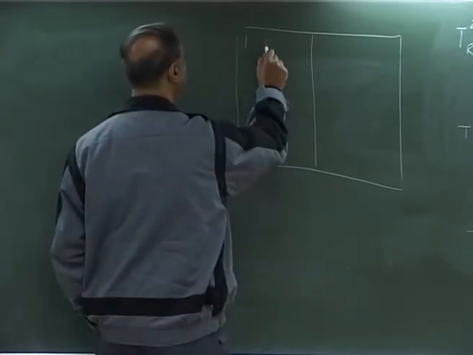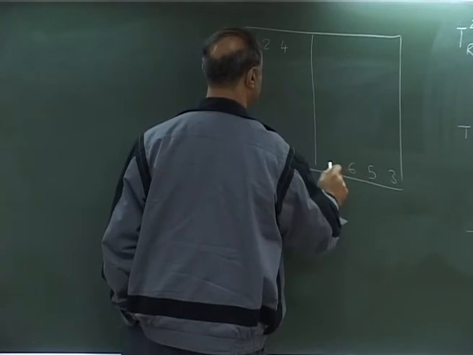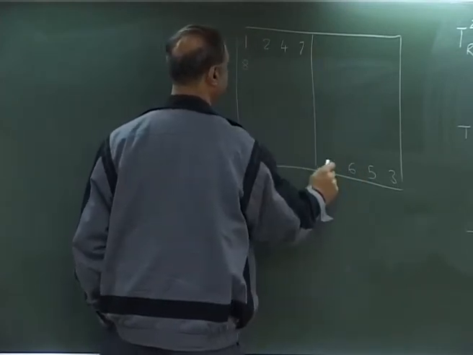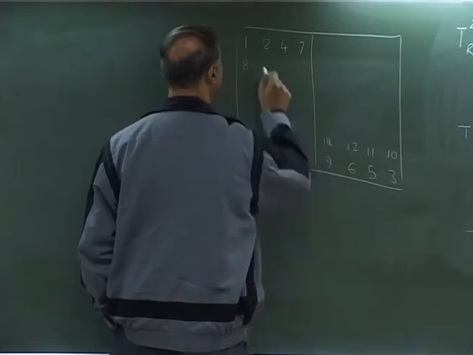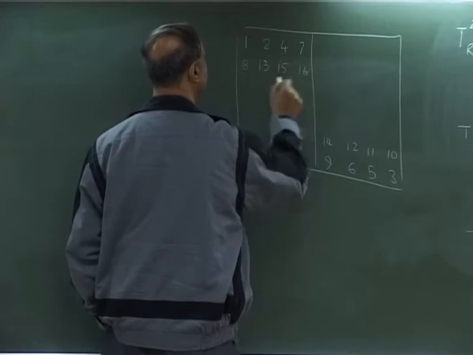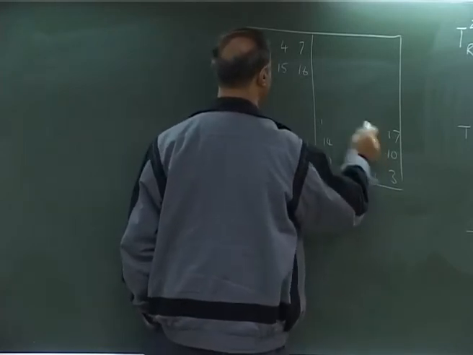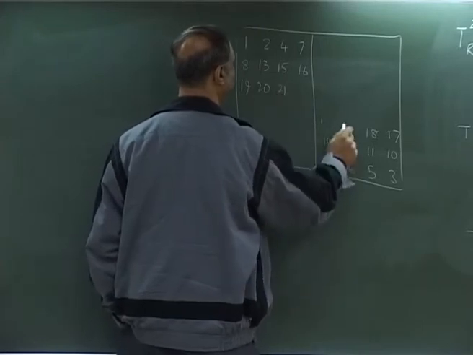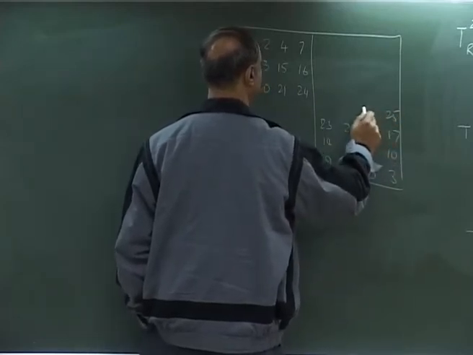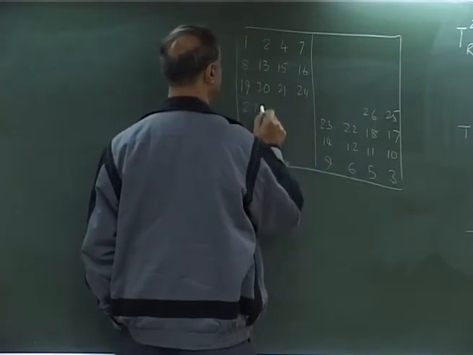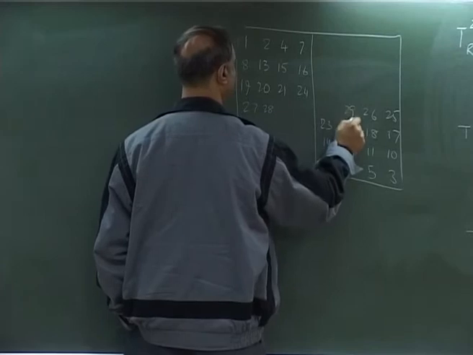Okay. 1, 2, 4, 3, 5, 6, 7, 8, 9, 10, 11, 12, 13, 15, 16, 17, 18, 19, 20, 21, 22, 23, 24, 25, 26, 27, 28, 29, 30.